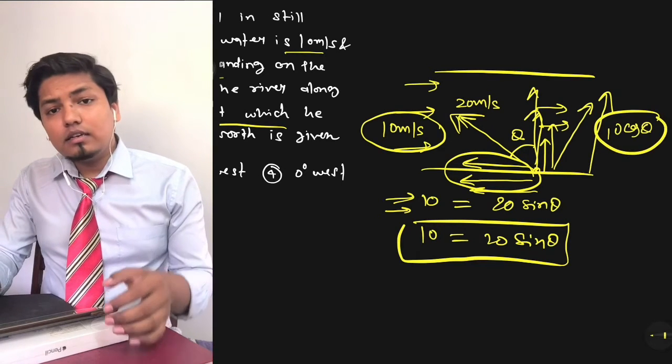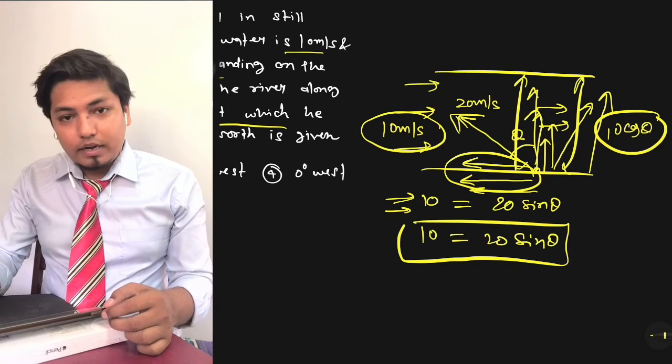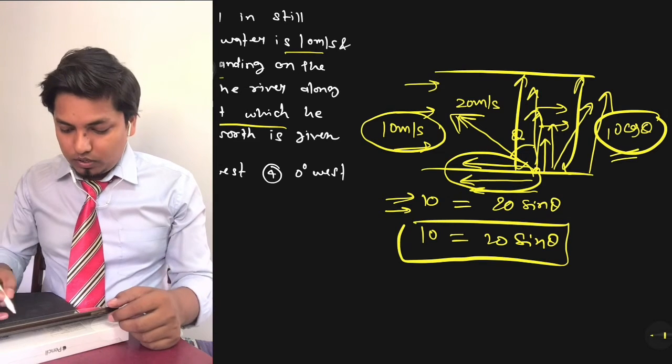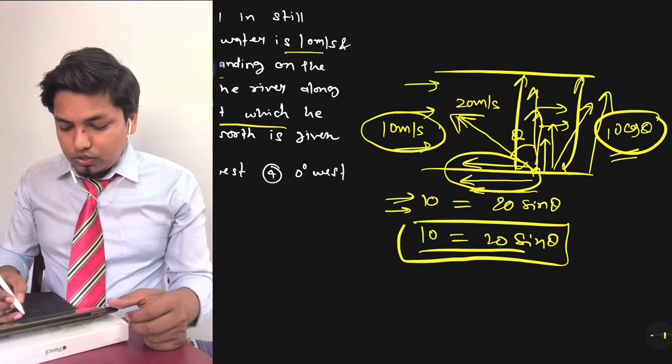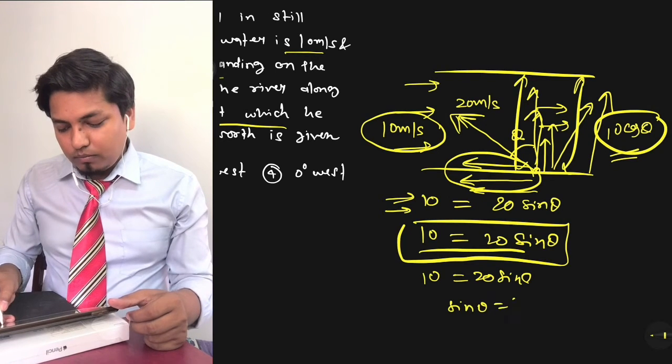So if they are asking the distance or the time, then this gap we must know, right? I mean what is the width of the river, and with this speed we can find out. So now equate both. This question is done now. So 10 is equal to 20 sine theta, so sine theta is equal to 1 by 2. So theta is equal to 30 degree, right?